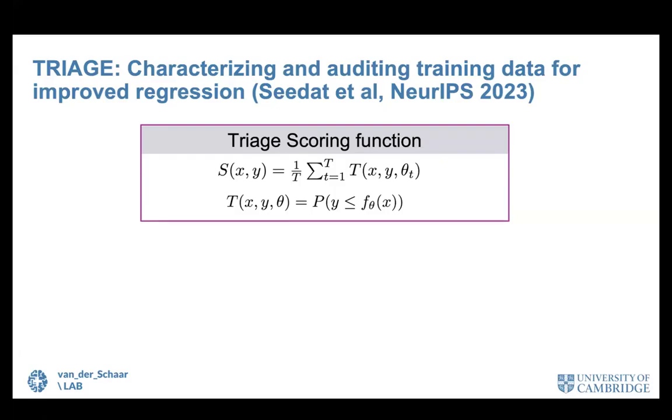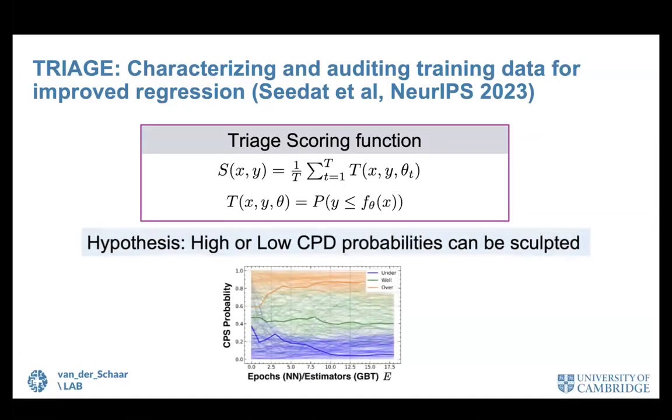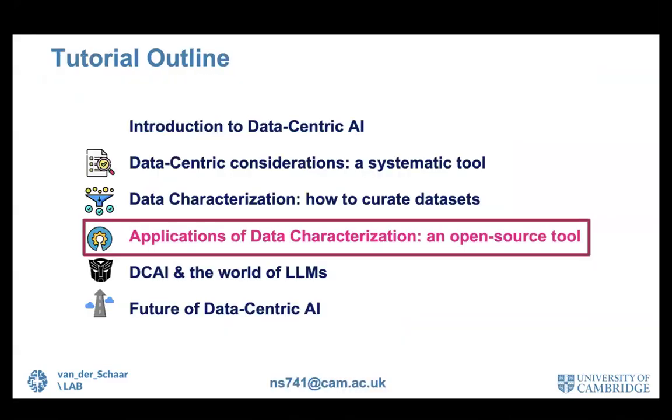Regression problems are also quite significant when you think of length of stay prediction and many biomarker predictions. So this is just a different method based on conformal prediction to use training dynamics, but actually build a different principled scoring function using conformal predictive distributions.